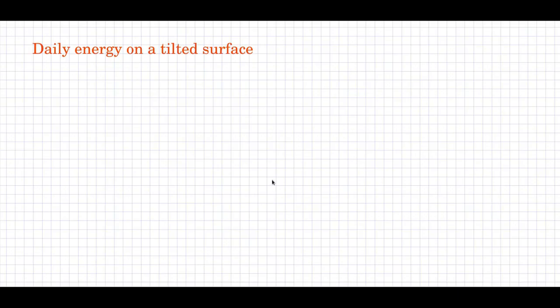Let us now try to find out what is the daily energy incident on a tilted surface placed at a locality. So for that, let us first draw the horizon plane. This is a 2D graphic. The horizon plane is indicated as a straight line, and this is the horizon plane at some arbitrary locality on the surface of the earth.